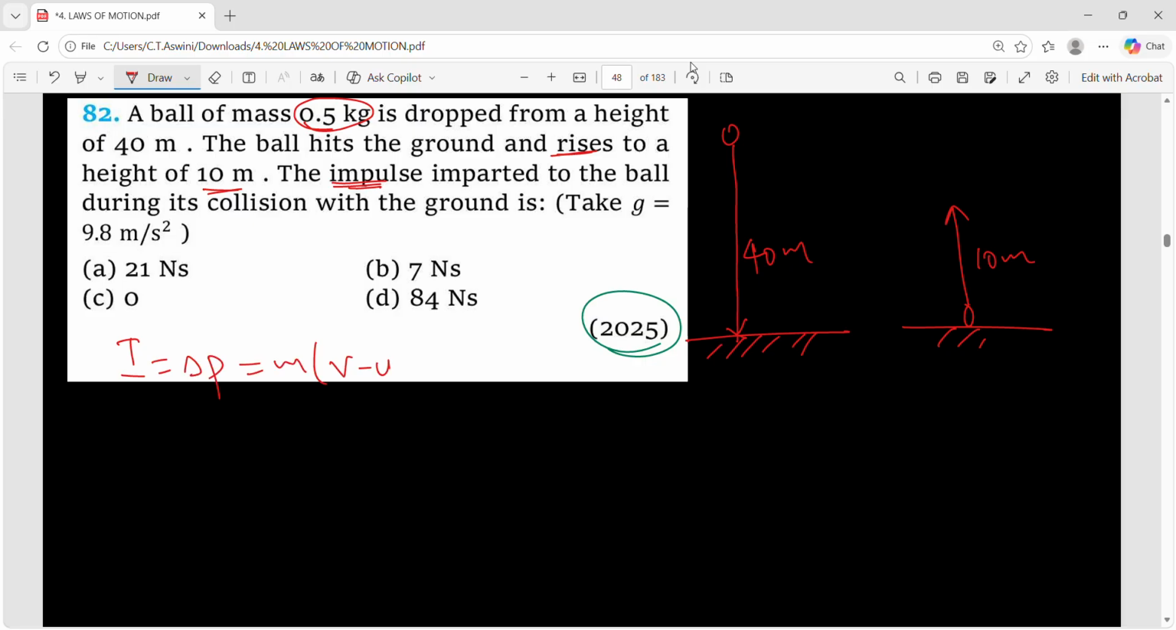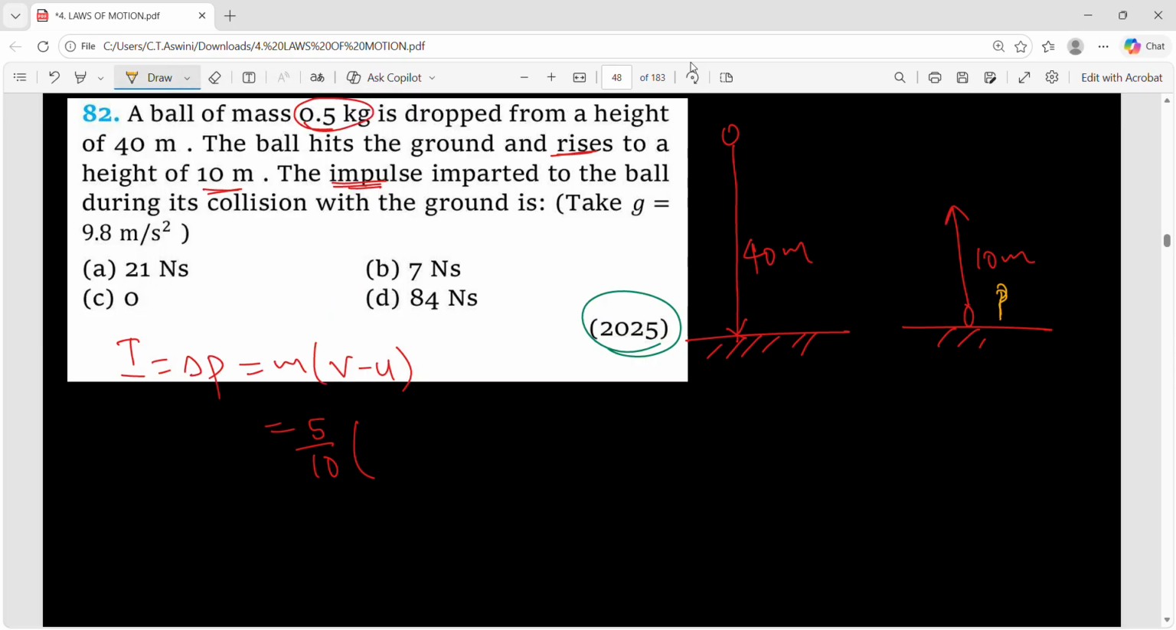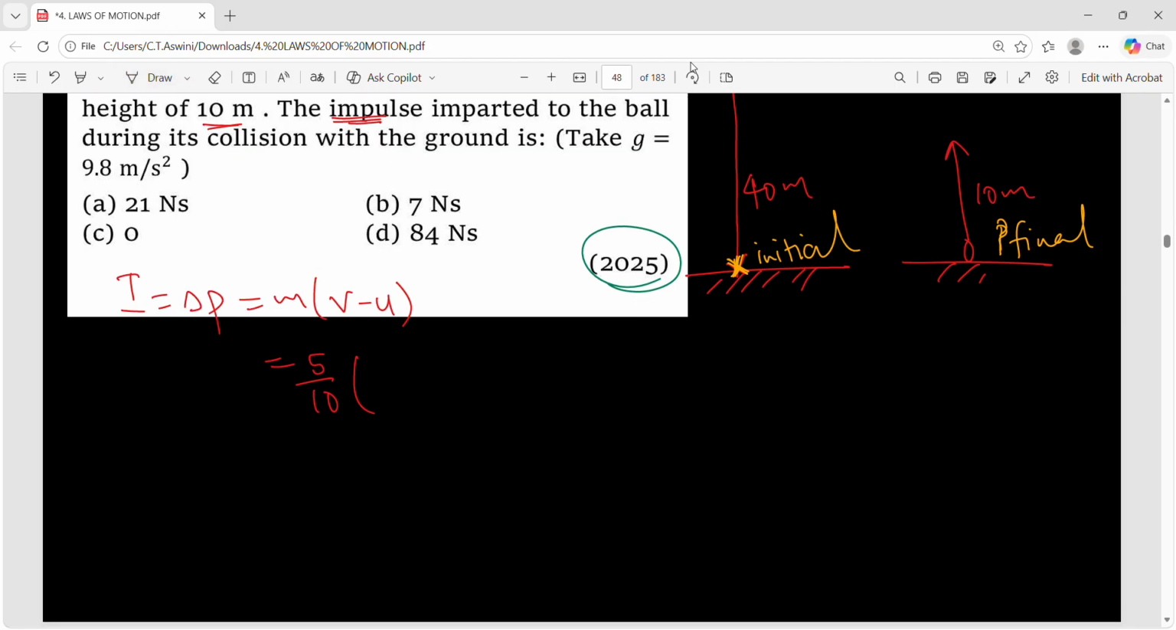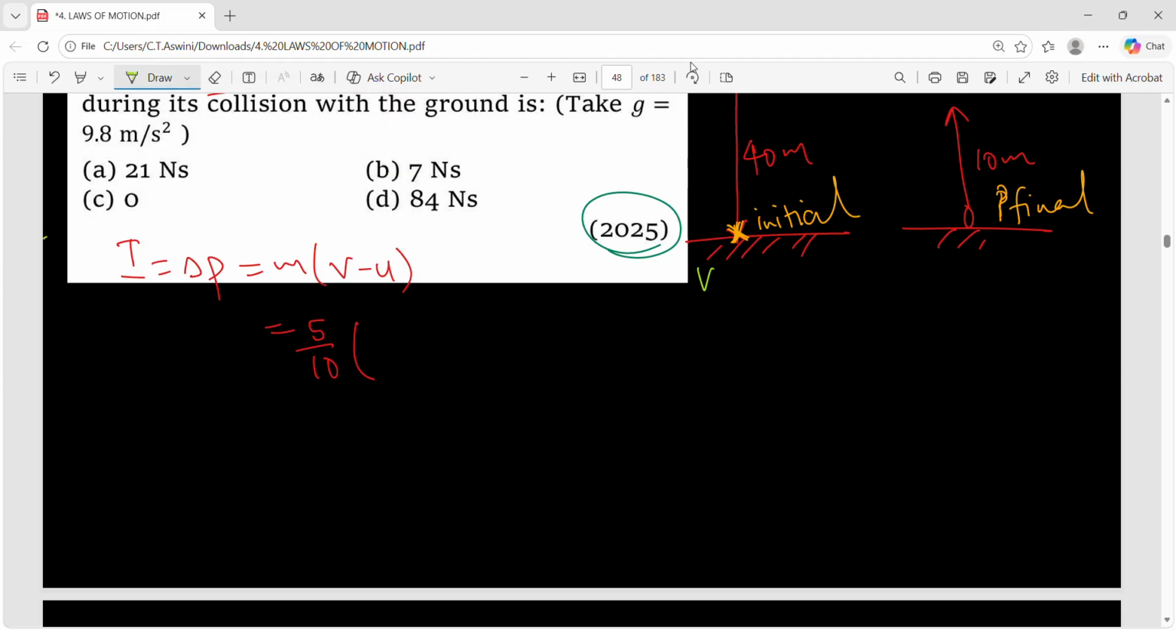The impulse imparted to the ball during its collision. So you have to find the impulse, nothing but change in momentum. So this is m into v final minus v initial. Mass is how much? 0.5 kg. So you can write it as 5 by 10. What is final velocity and initial velocity here? The ball is moving up right here. So with how much speed it is moving up, that is your final velocity. It is hitting the ground, right? With how much velocity it is hitting the ground, that will be the initial velocity for our case.